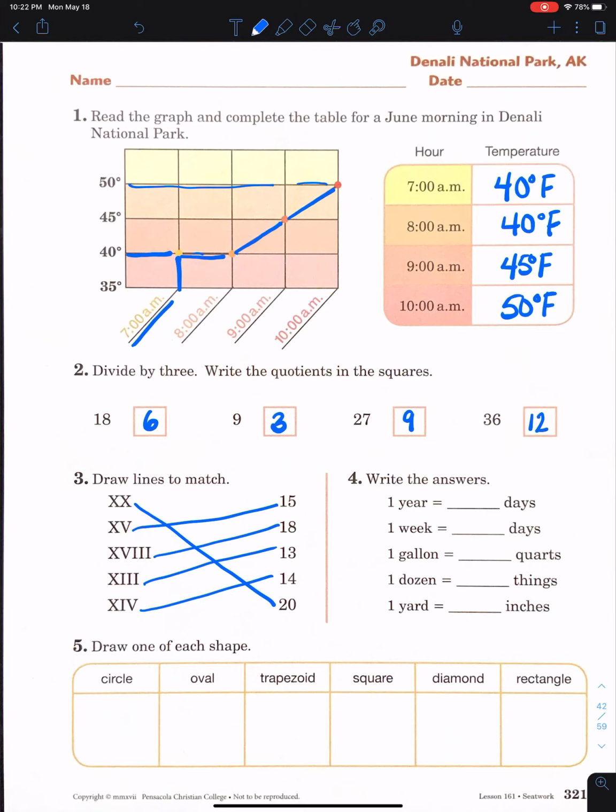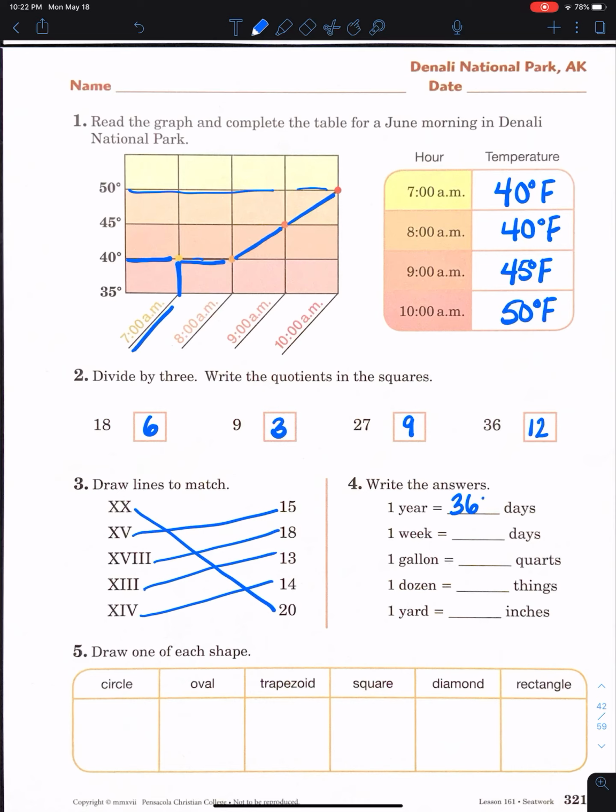All right, again, pause the video while giving yourself time to do number 4, where you have to fill in the times or the weights, and then let me answer them for you to check your work. All right, 1 year equals how many days? 365. 1 week equals 7 days. There are 4 quarts in a gallon. 1 gallon equals 4 quarts. 1 dozen equals 12 things. And 1 yard is 36 inches.